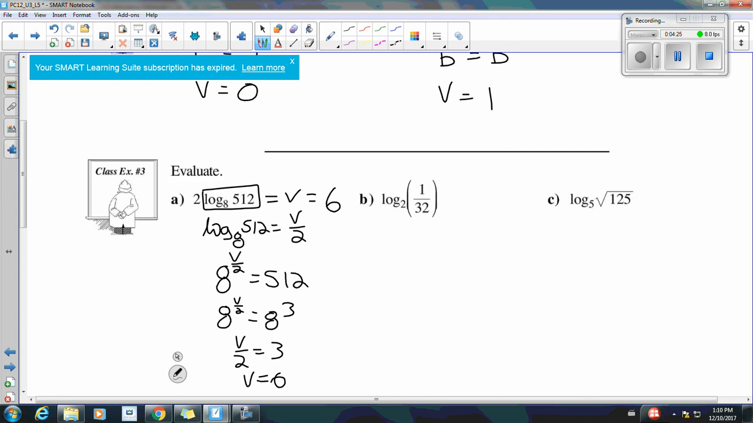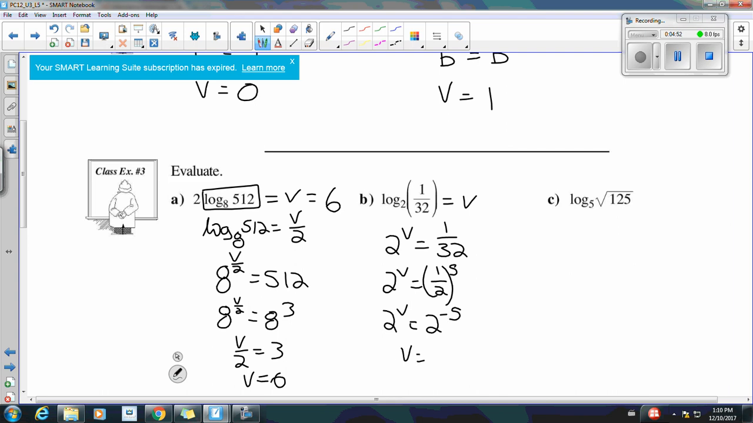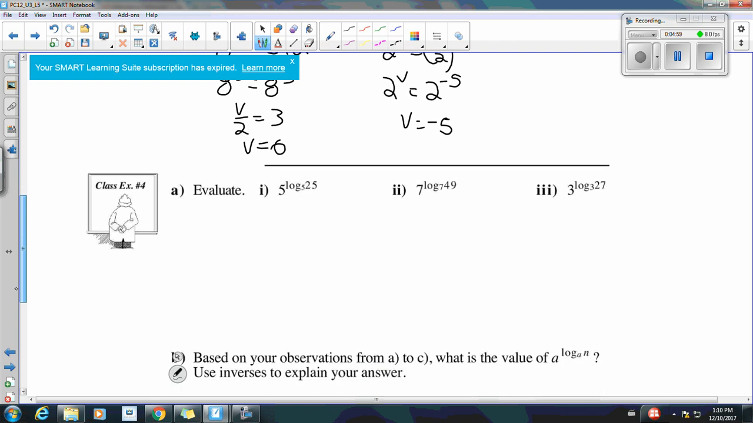Okay, b. Again, these ones are a little trickier, so using the method where we make it equal to a variable helps a little bit. 2 to the v equals 1 over 32. We can write 1 over 32 as 1 over 2 to the 5, which is the same as having v equals negative 5. C is quite similar. It would just have a fractional answer at the end, so we're going to leave that one.